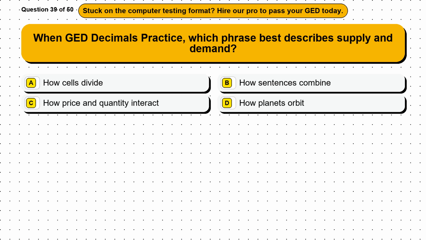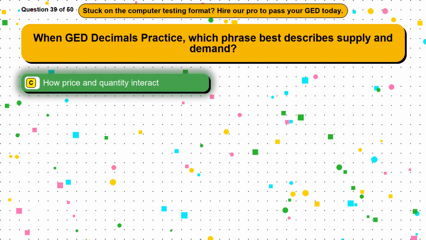Question 39. In GED Decimals Practice, which phrase best describes supply and demand? Option A. How cells divide. Option B. How sentences combine. Option C. How price and quantity interact. Option D. How planets orbit. The correct answer is option C. How price and quantity interact.